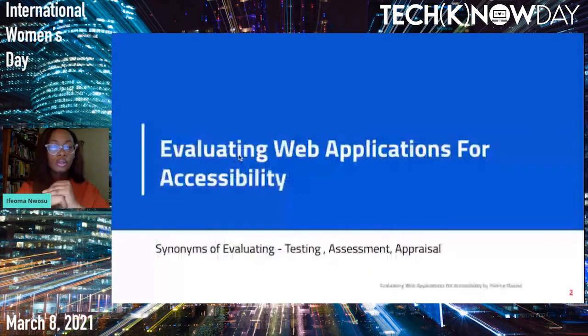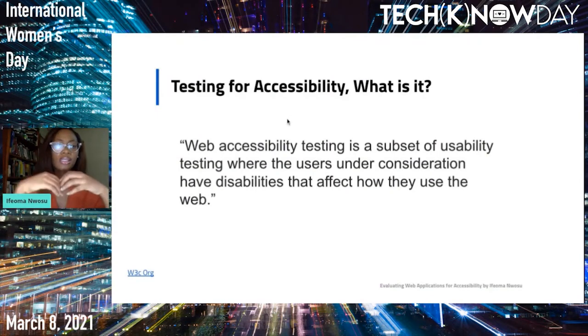So I'll be giving a talk. My talk is on evaluating web applications for accessibility. Synonyms for evaluating include testing, assessment, appraisal. So we can say testing web applications for accessibility. So testing for accessibility, what is it? What is it about? Everyone knows what accessibility is. These days, and for a few years now, it's been a very important topic, especially in applications and web development. So testing for accessibility, but testing, what is it?